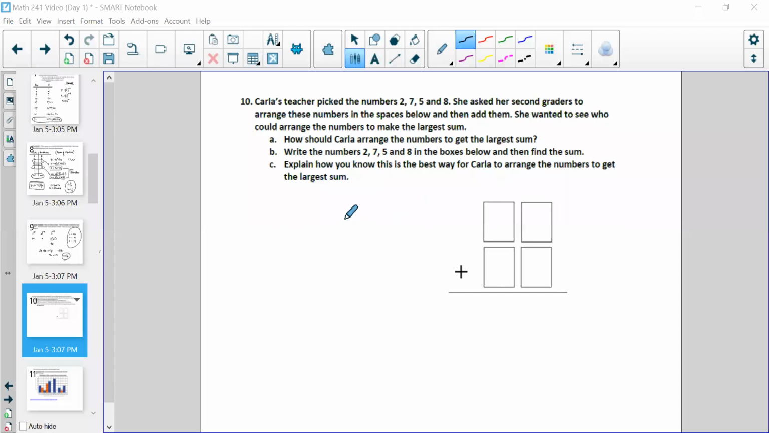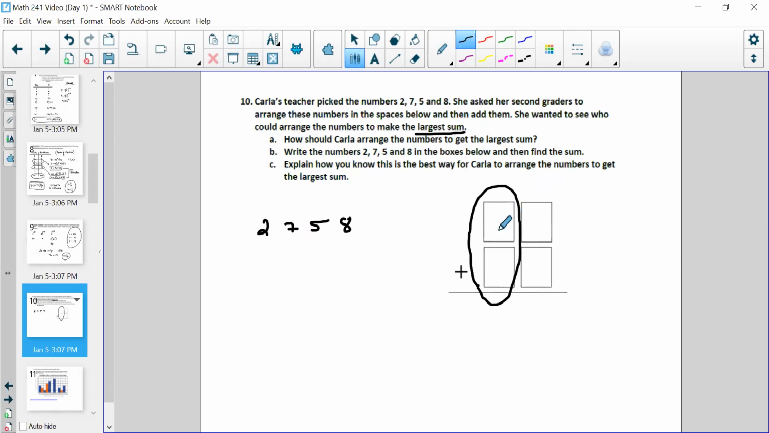So question 10 is asking you if you were just given the numbers 2, 7, 5, and 8. And the teacher asked the students to arrange the numbers in the boxes to create the largest sum. So students are asked to figure out, okay, how do I organize this? Well, you think about your ones place and you think about your tens place. And you're trying to generate as much as you can in the tens place. You're trying to make your number as large as you can in the tens.